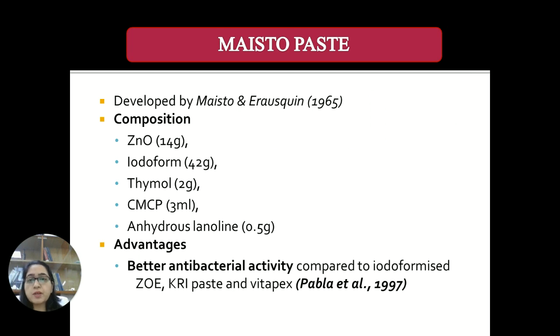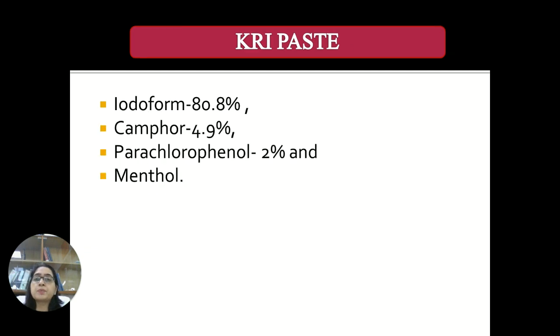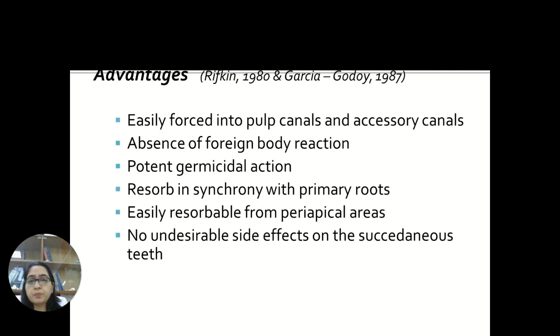Maisto's paste, which was developed by Maisto and Erausquin in 1965, is composed of zinc oxide, eugenol, iodoform, thymol, chloromonochlorophenol, and anhydrous lanolin. The advantages are it has better antibacterial activity compared to iodoformized zinc oxide eugenol, KRI paste, and Vitapex. KRI paste contains iodoform, camphor, parachlorophenol, and menthol.